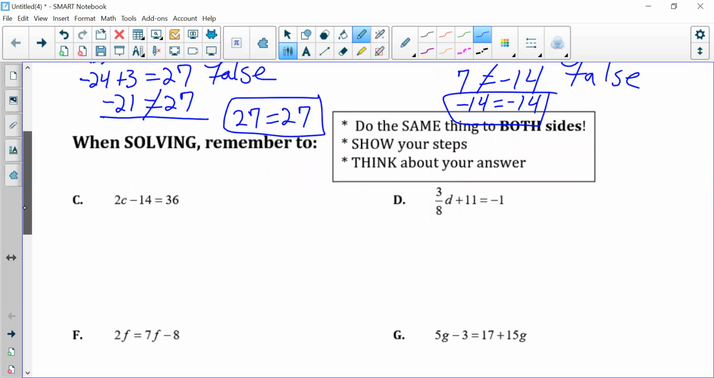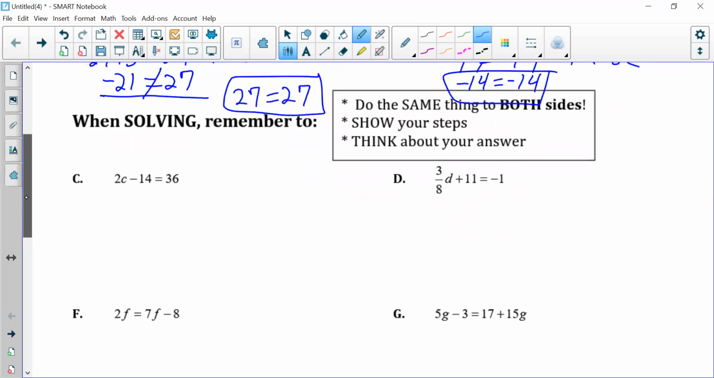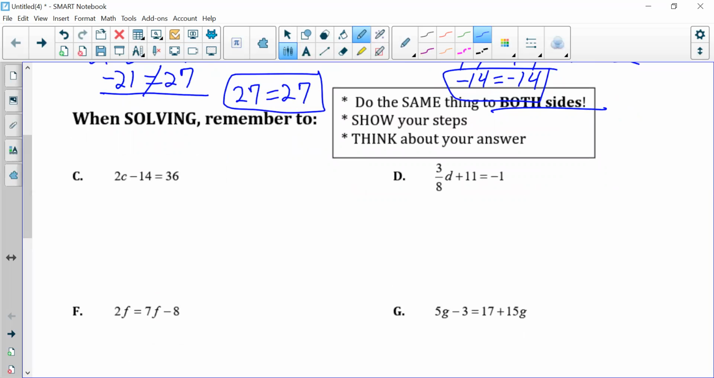Scrolling down. When solving, remember, do the same thing to both sides. Show your steps. Even if you think you can do it in your head, write it down. There's going to be a day where there's too many things and you're going to miss writing something down correctly. So just write it down. And then lastly, think about your answer. If you've got an answer in decimal form and you didn't start out with decimals at the beginning of the problem, then you need to give me your answer in a different form. Don't give me a decimal if you didn't start out with decimals. Make sure that your answers are reasonable.